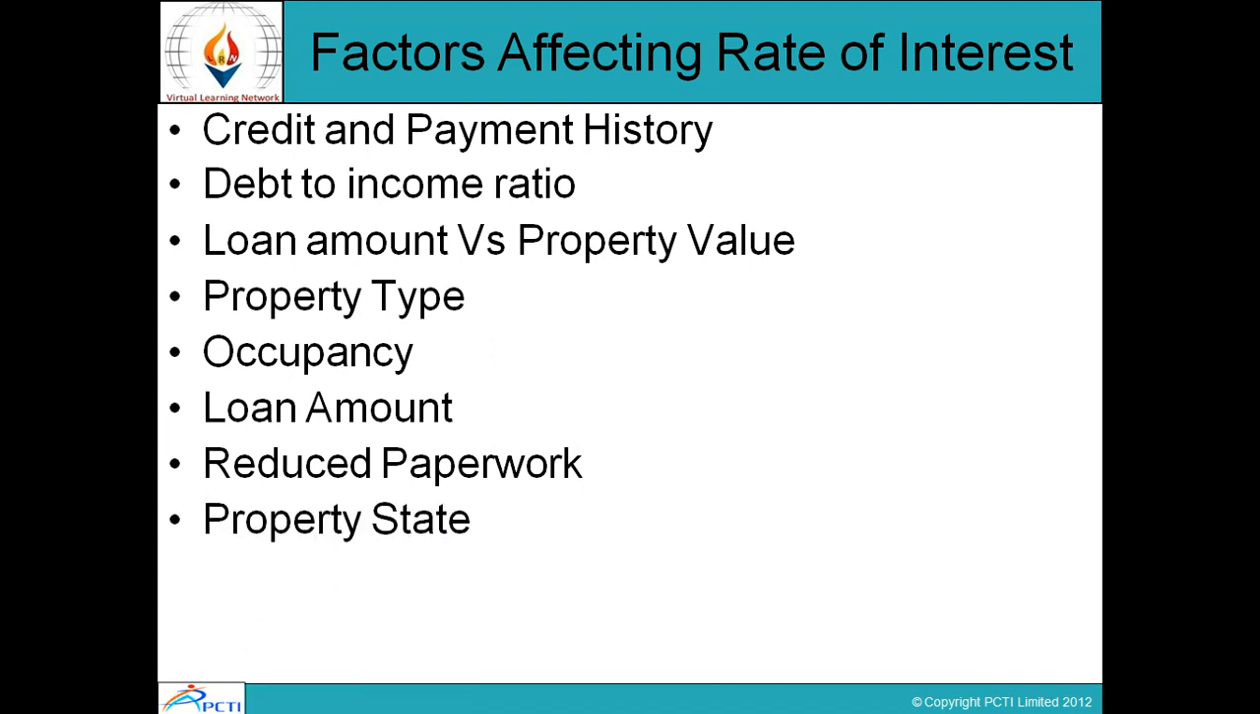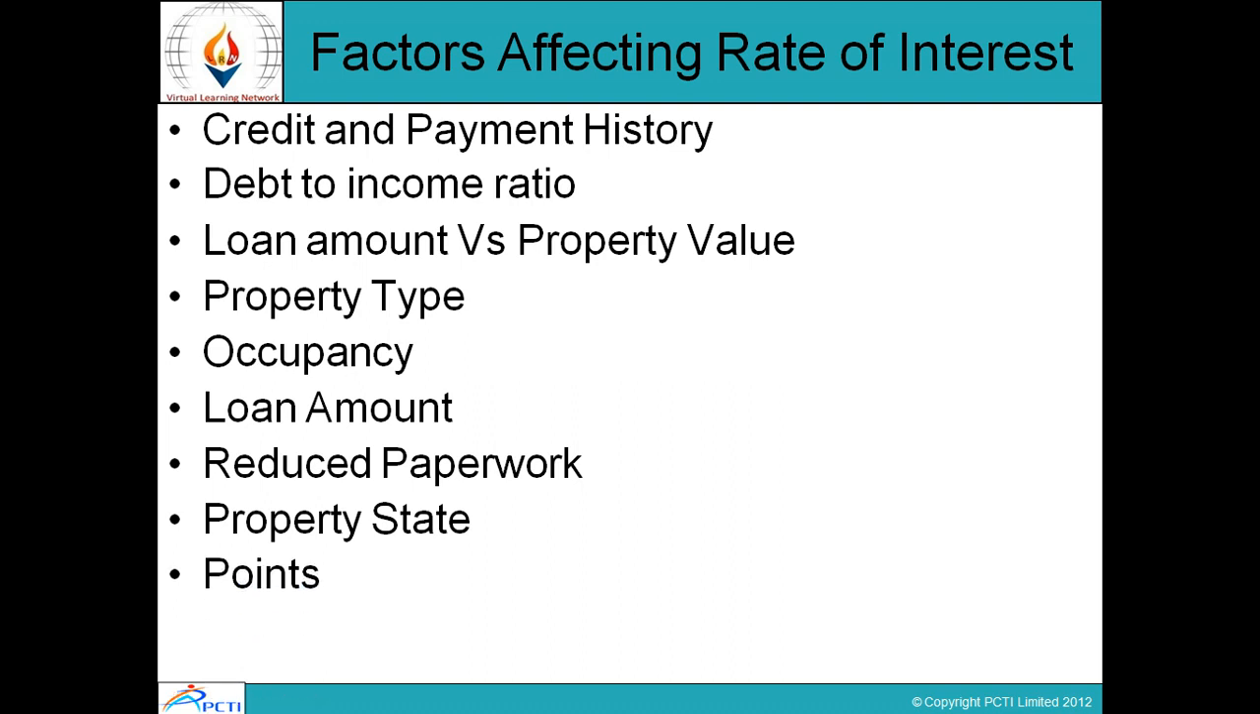The next is property state. Different states have different regulations and requirements that result in varying business costs. For lenders, their costs are frequently passed to the consumer in the form of an interest rate. Varying cost means varying interest rate across the nation.